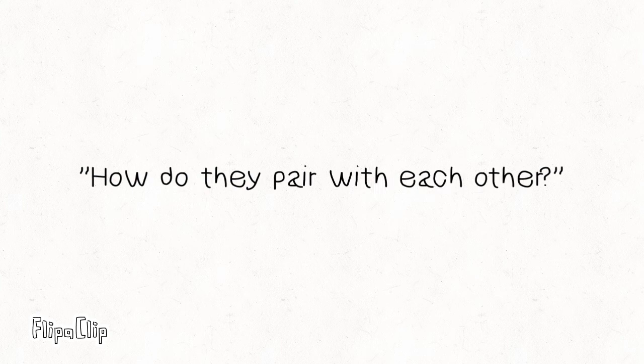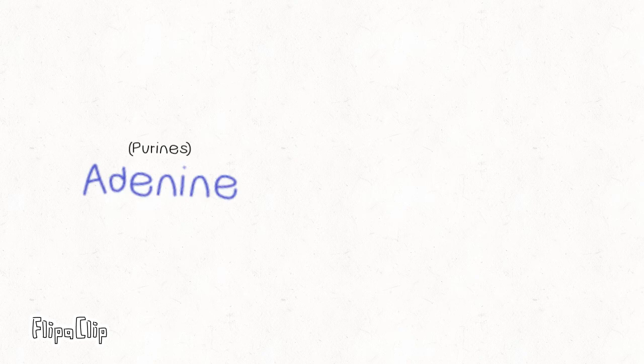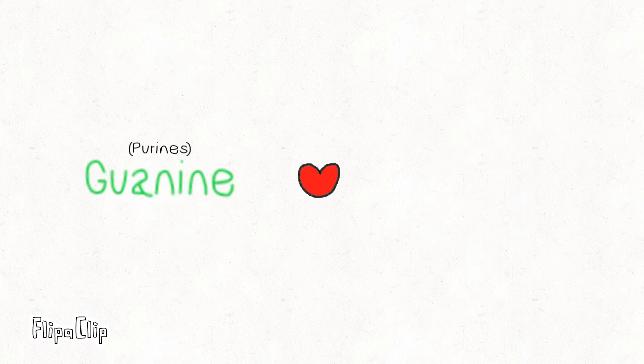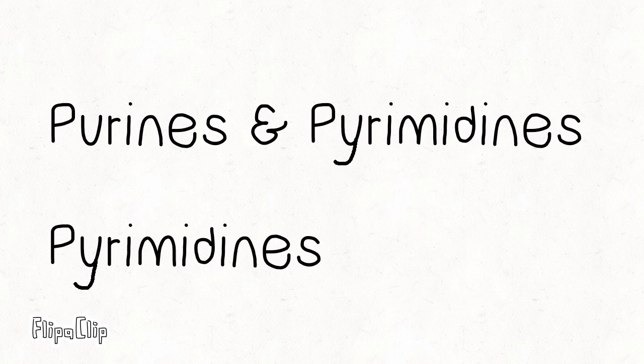Now that we've gone over what these nitrogenous bases are, surely we have to ask ourselves the question, how do they pair with each other? Do purines pair with purines and pyrimidines with pyrimidines? Well, there are certain rules, as we call them, base pairing rules, essentially rules that govern how nitrogenous bases should pair. Ideally, adenine pairs with thymine, or uracil in RNA, and guanine pairs with cytosine. There's a pattern here. Purines tend to pair with pyrimidines, and pyrimidines with purines.